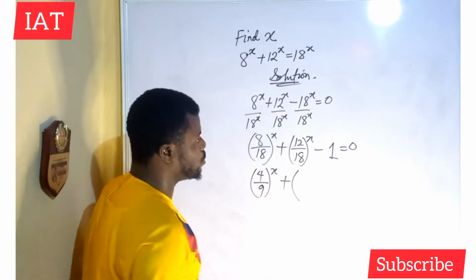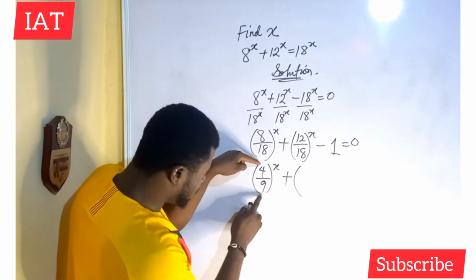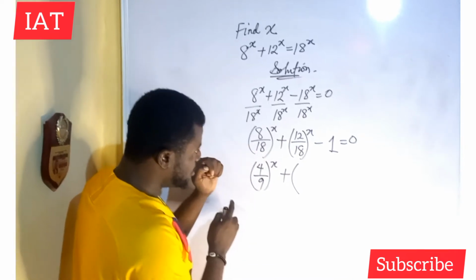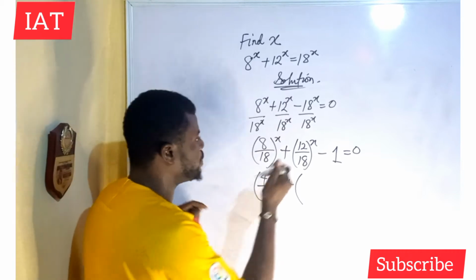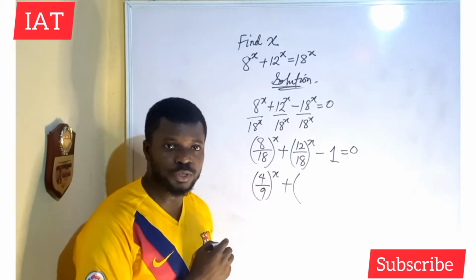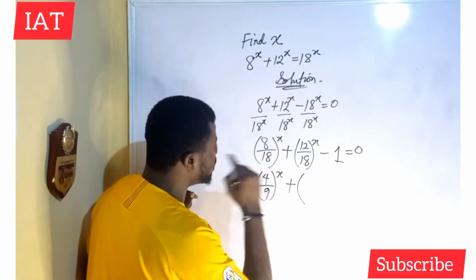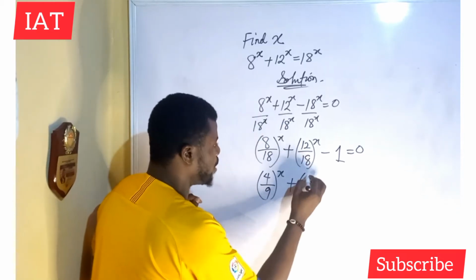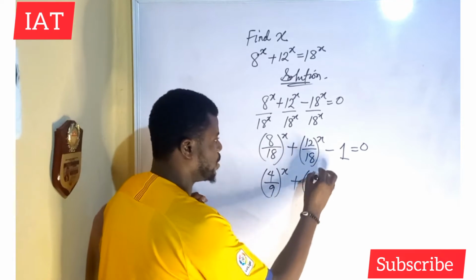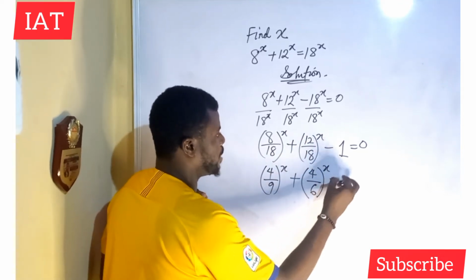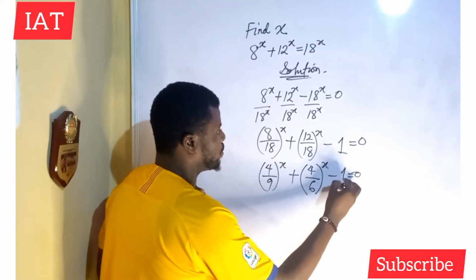If 3 goes into, I'm looking for something that looks alike. So let's think of 3. If 3 goes into 12 and 3 goes into 18, that is the first question you ask. Yes, it can. So 3 goes into 12, that will be 4. 3 goes into 18, that will be 6. All to the power of x, minus 1, equal to 0.